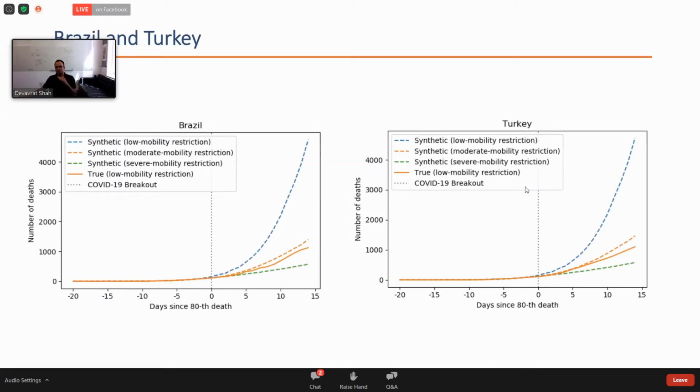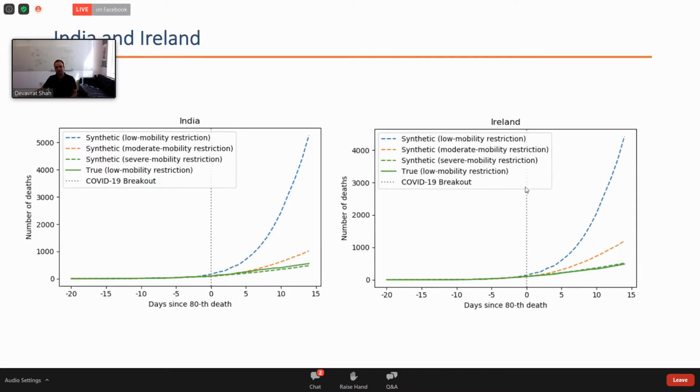At least initially, the response of Brazil and response of Turkey was of the nature where there were moderate mobility restrictions, and that led to a moderate rise in the death count. Similarly, in India and Ireland, India went under severe lockdown, and it was extremely slow growth initially, and similarly what Ireland experienced.